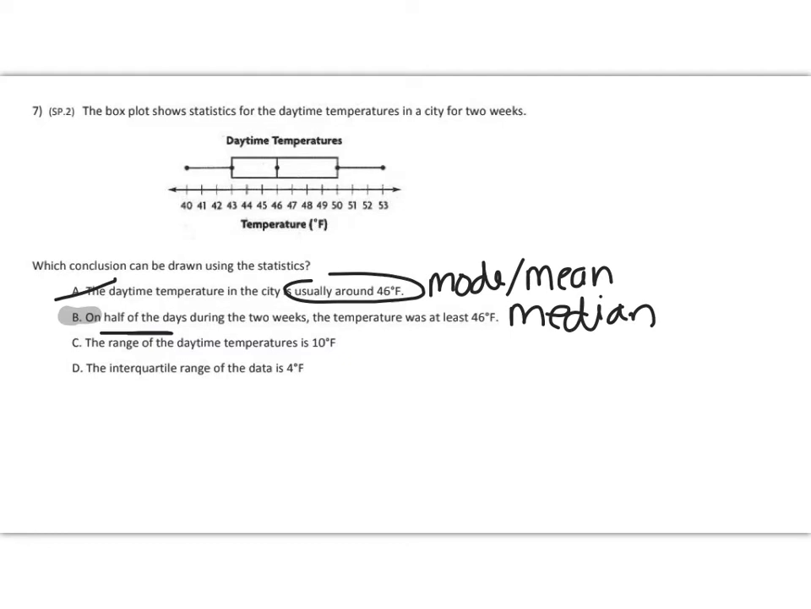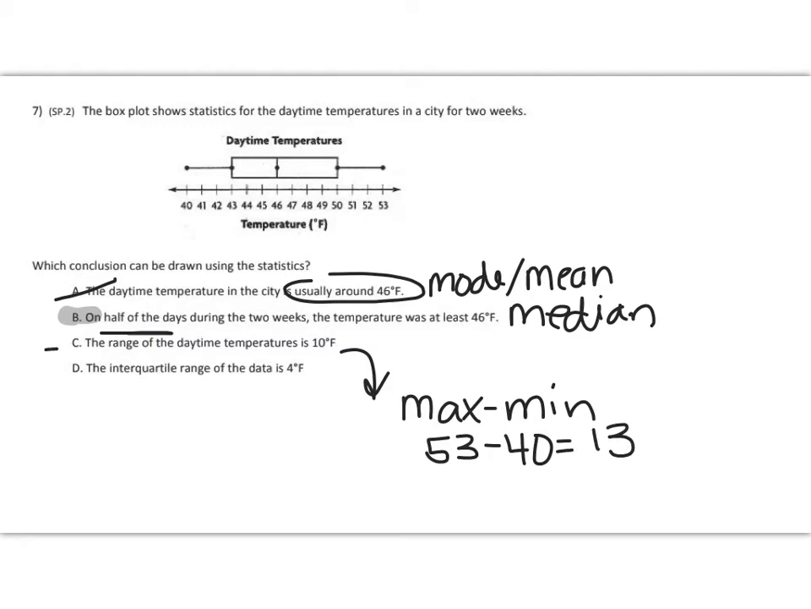The range of the daytime temperatures is 10. In order to find the range, I want to do my max minus my min, my maximum minus my minimum. So that would be 53 minus 40. Does that equal 10? No, it equals 13. So this is not correct.